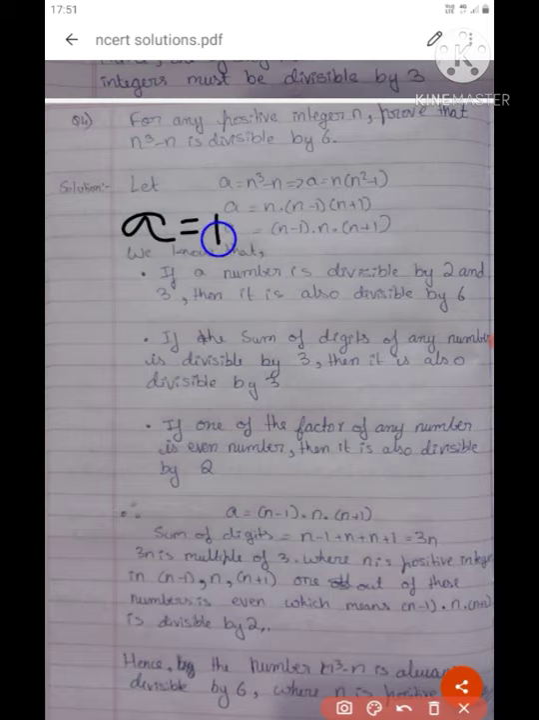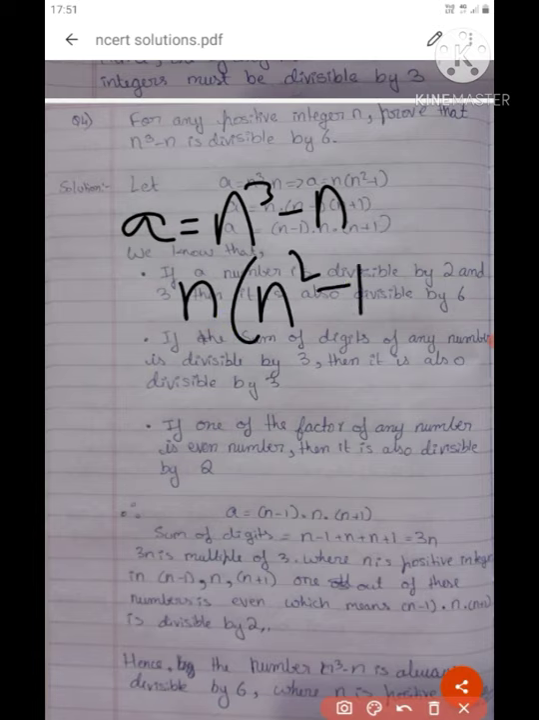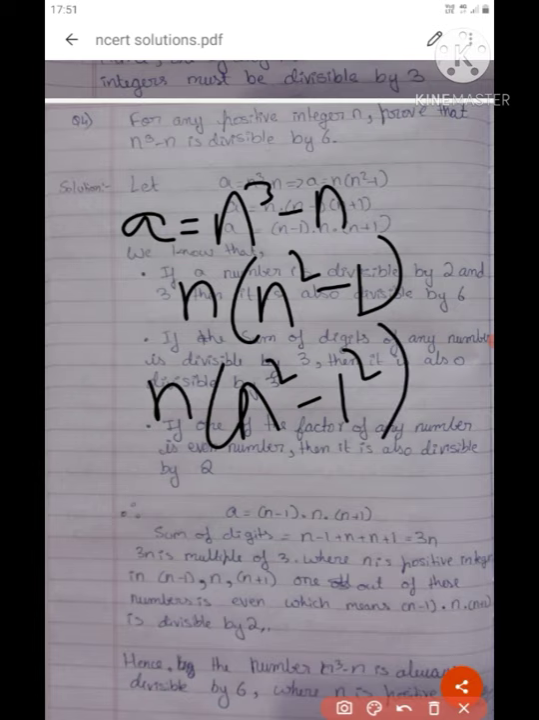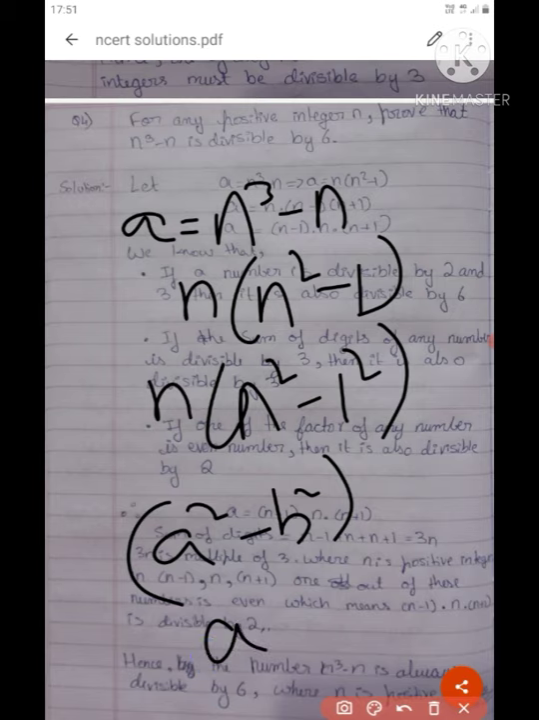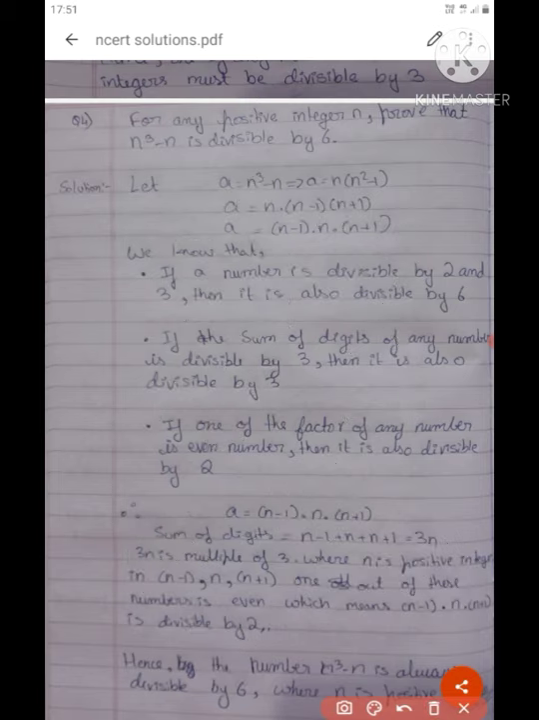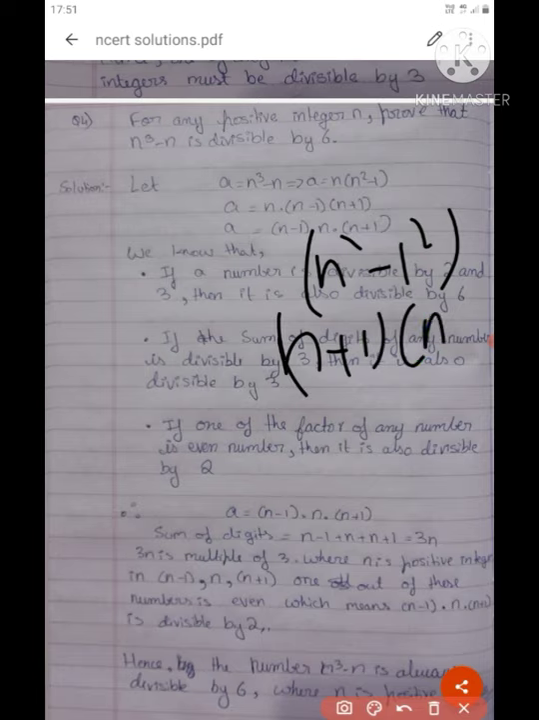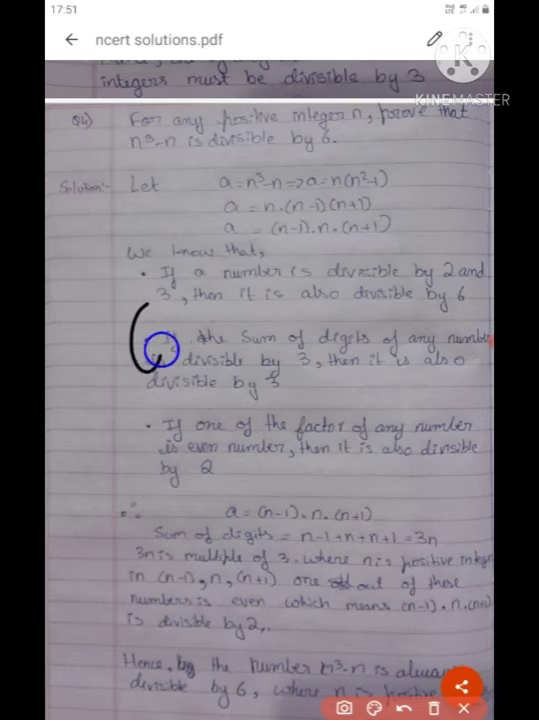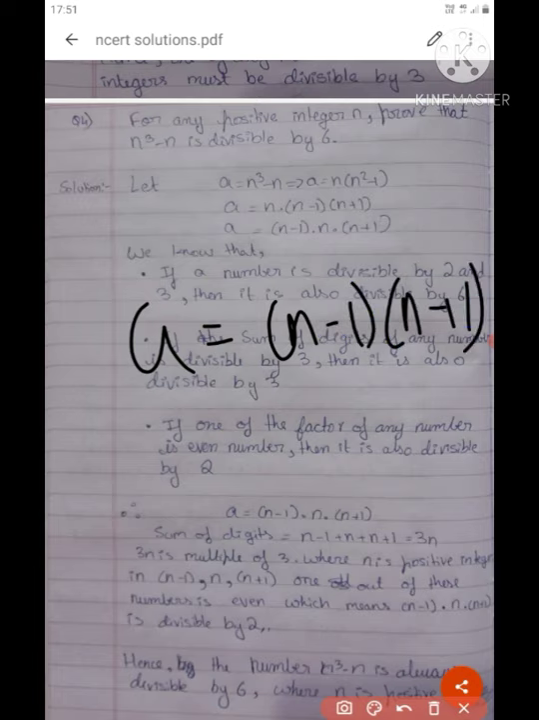Let's take a to be n cube minus n. Now we can take n common: n into n square minus 1. This can be written as n into n square minus 1 square, because 1 square is nothing but 1. Nothing but a square minus b square. A square minus b square can be written as a minus b into a plus b, right? So n square minus 1 square can be written as n plus 1 into n minus 1. So a can be written as n minus 1 into n plus 1 into n.